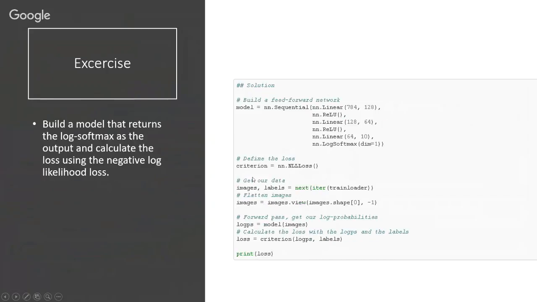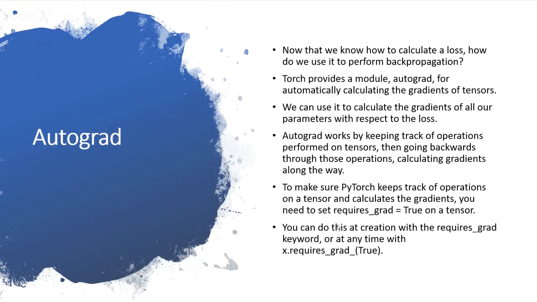So basically here, I'm building a model that returns the log softmax as an output and calculates the loss using a negative log likelihood loss. So once again, we construct a basic model, we set the loss, we get images, and we forward pass and get log probabilities, then we put those logs in and get the loss. That's not going to do anything unless we've got autograd.